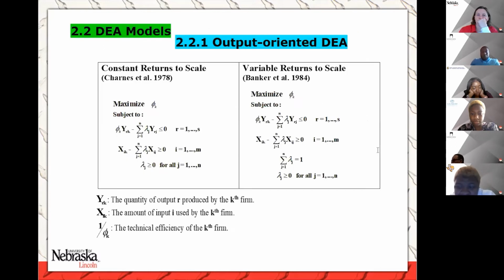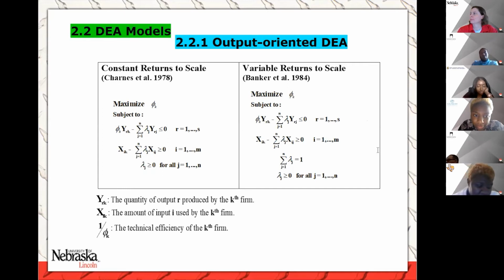So let's start with the output-oriented DEA. Output-oriented DEA means that the DEA maximizes output for a given level of input. Put differently, it shows how much a firm can increase its output for a given level of input, okay? So let's look at the model now.